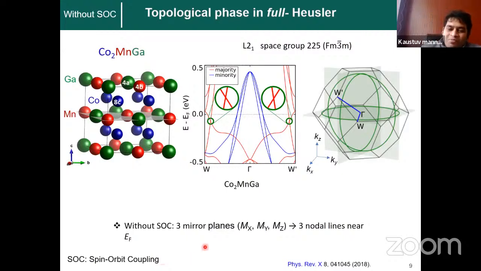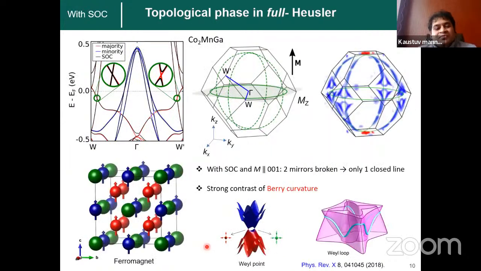Now, once you incorporate the spin-orbit coupling, spin is no longer a good quantum number of the system. So the crystal symmetry reduces depending on where the spins point. Let's assume that you have applied a magnetic field and polarized the spins along the z direction. As a consequence, Mx and My are no longer mirror symmetries of the system, so there is nothing to protect these nodal lines. So they gap out, and once they gap out, they give rise to a strong contrast of the Berry curvature.